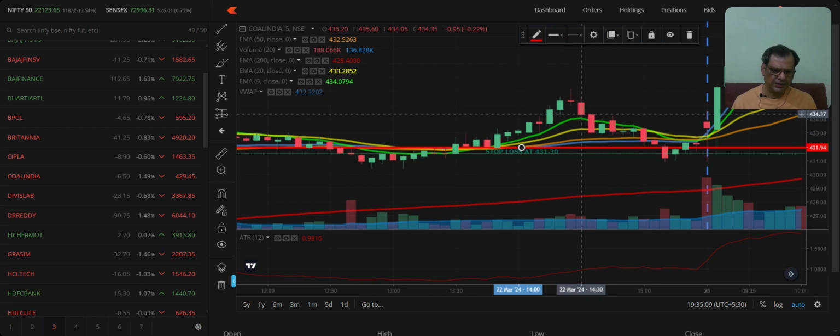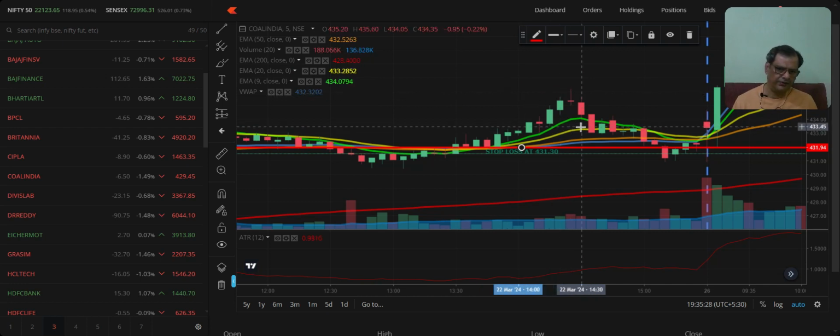That's okay. See, with this trailing method, sky is the limit. With a fixed stop loss, again sky is the limit. But what if it hits your SL here? You lost all the money which you could have saved, right? So, what is the best policy? You have to decide what is best for you.